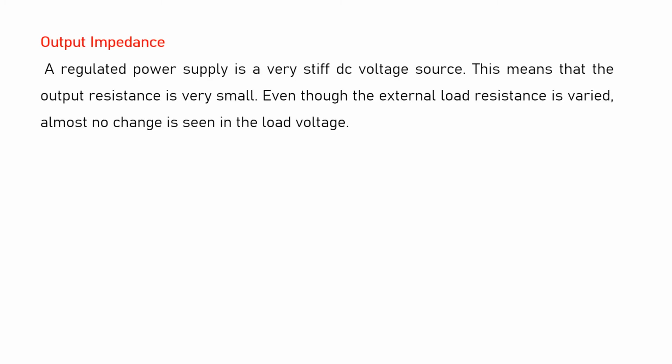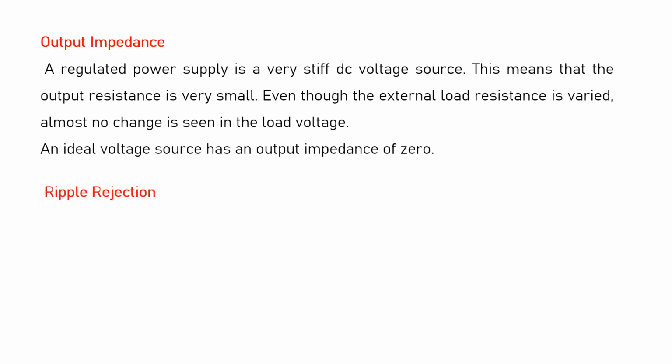The next important parameter is the output impedance. A regulated power supply is a very stiff DC voltage source. Stiff DC voltage source means it has to maintain a constant output voltage. This means that the output resistance is very small. Even though the external load resistance is varied, almost no change is seen in the load voltage. We can say that an ideal voltage source should have an output impedance of zero.